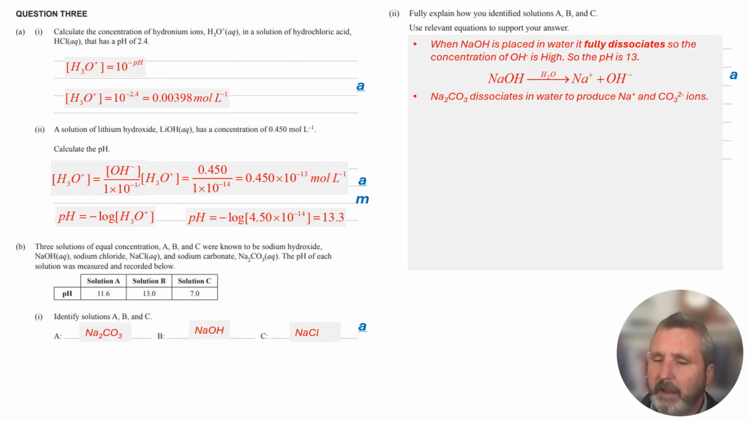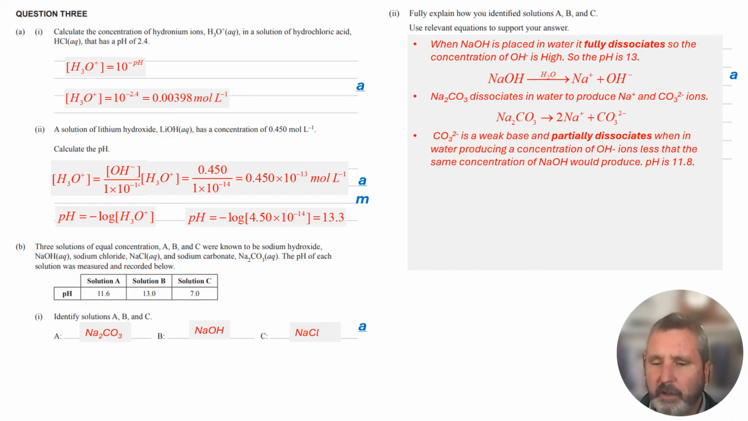Now, sodium carbonate dissociates in water to produce sodium and carbonate ions. So here's the first part here. It just breaks apart. Now, what's happened here is this is a salt of a weak base. Now what that means, it's actually a weak base hiding. It's hiding in this salt, in this neutral compound. When we put it in water, it breaks apart, and this is a weak base. So we have to write our second equation, and that is CO3 2 minus partially dissociating in water. And it produces a concentration of OH minus ions, which is less than the same concentration that NaOH would produce.